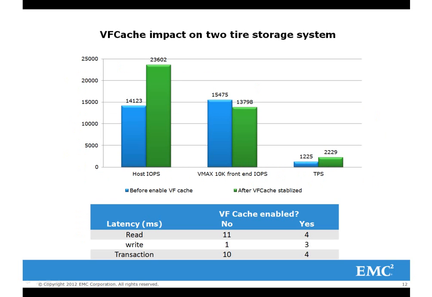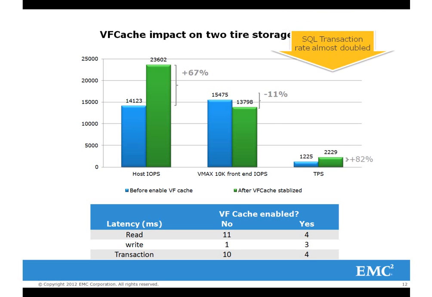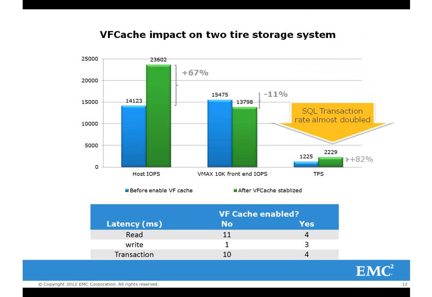When adding VFCache to this environment, the host IOPS also increased to a much higher level. After VFCache was enabled, host IOPS increased 10,000. Storage backend IOPS decreased slightly. SQL Server transactions almost doubled. Read latency reduced to approximately 1/3, while the write latency increased because of the almost doubled transactions.